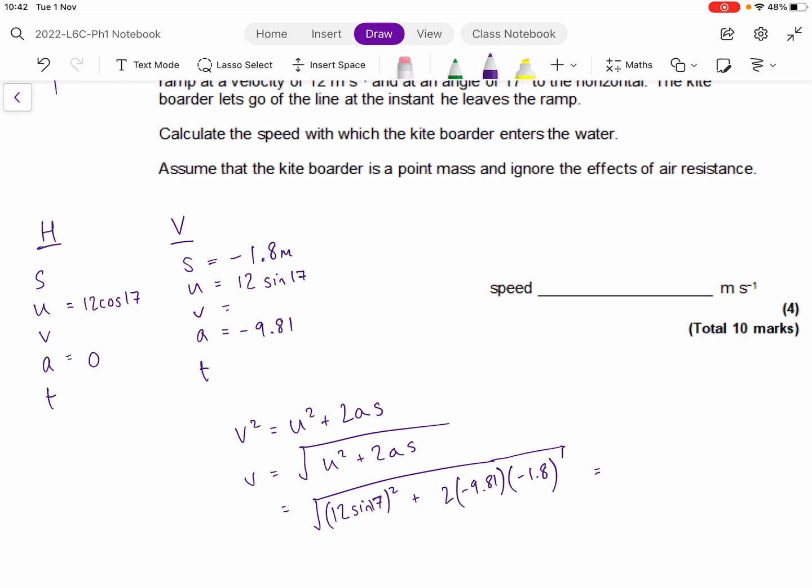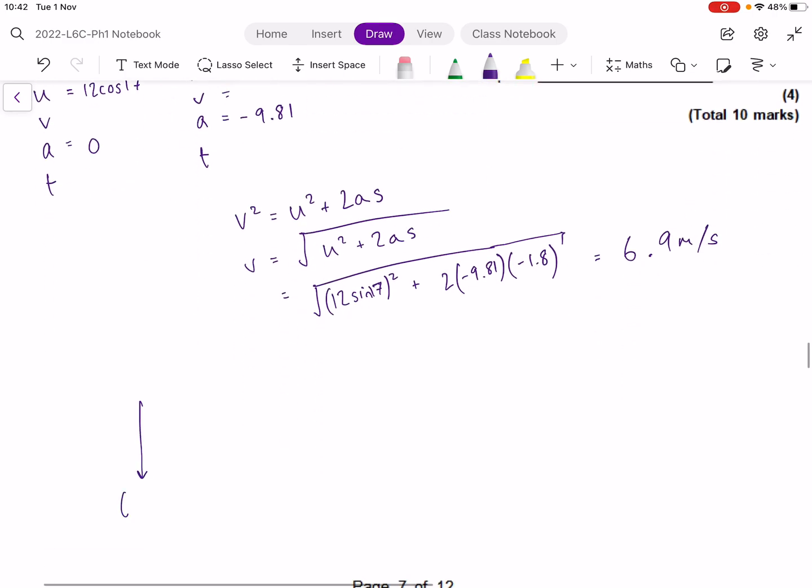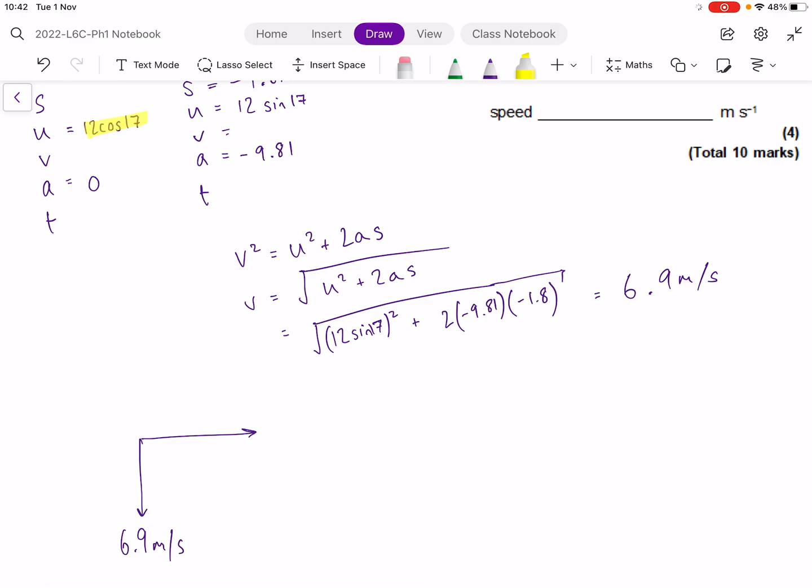Okay, let's find out how fast his vertical velocity is. So 12 sine 17 squared plus 2 times minus 9.81 times minus 1.8. Square root it, we get 6.9 meters per second. So we know that he's going downwards at 6.9 meters per second. We know he's going across at 12 cos 17. That speed didn't change, so 12 cos 17. So that's 11.48. Let's call it 11.5 meters per second.